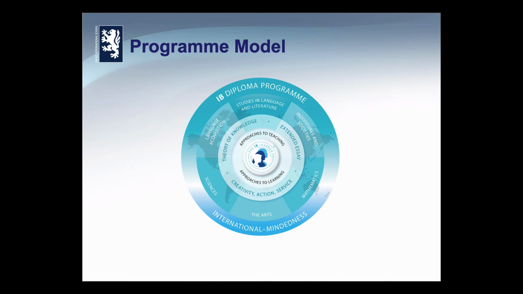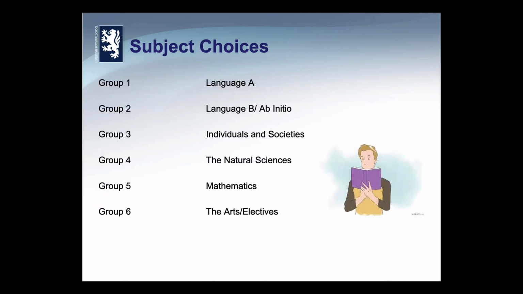It is possible, however, if students, for example, are bilingual, that in group 1 they take 2 language A's. So language A is meant for students who are mother tongue in that language or are very well developed and proficient in that language. It is possible, therefore, to take 2 language A's and to skip the group 2 language B or ab initio box.